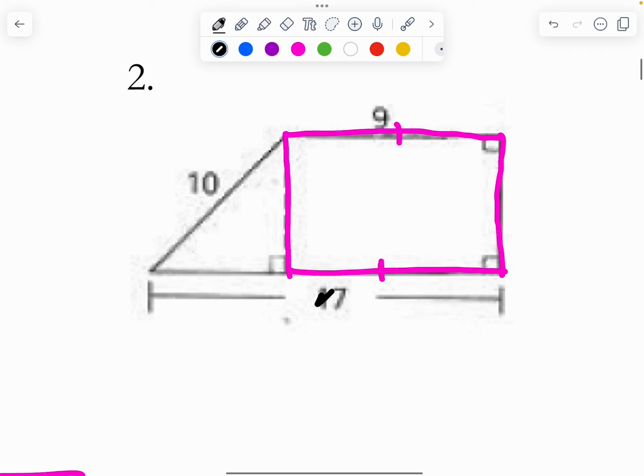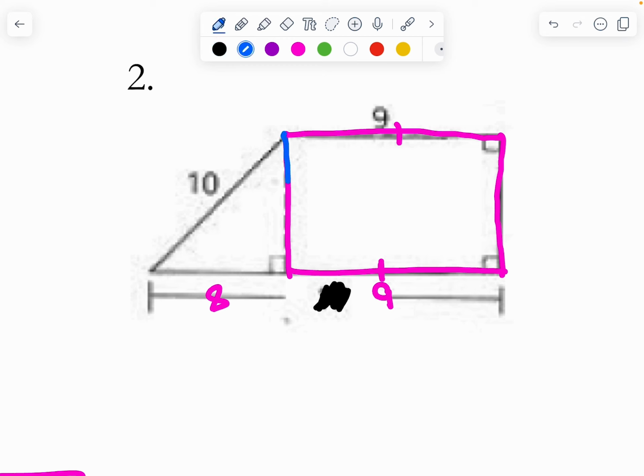So I'm going to go ahead and erase this because this side over here, the whole thing is 17. So this is 9. 17 minus 9 gives us 8. So that means that the whole, because this is all 17, I'm just going to erase it for now because I'm going to look at it as two separate shapes.